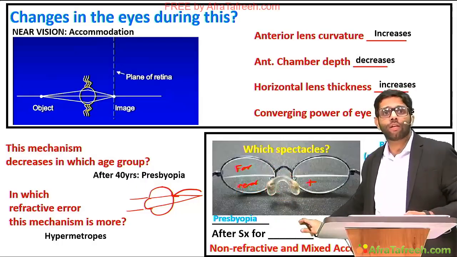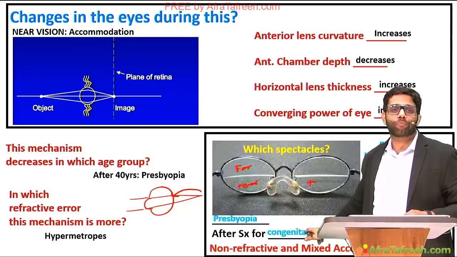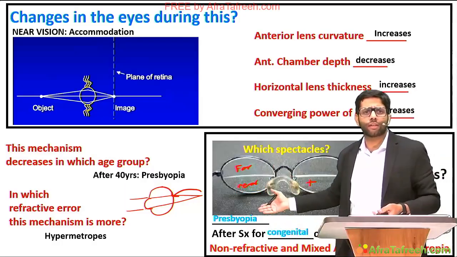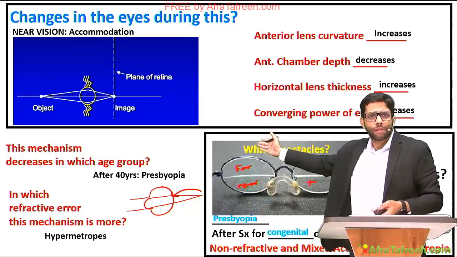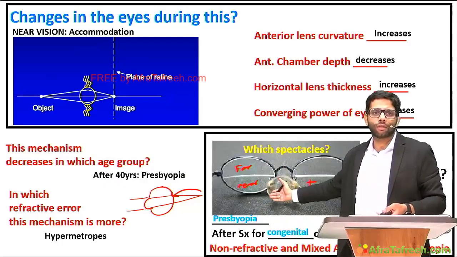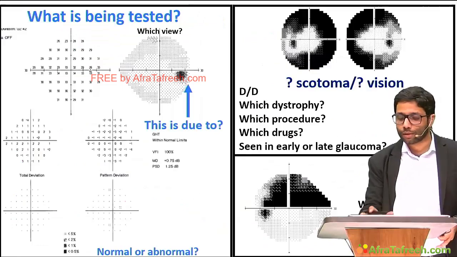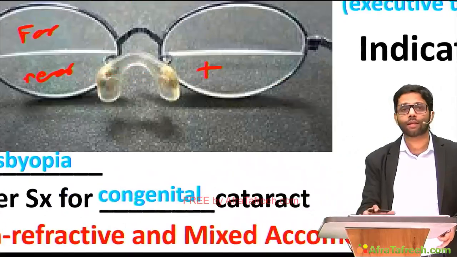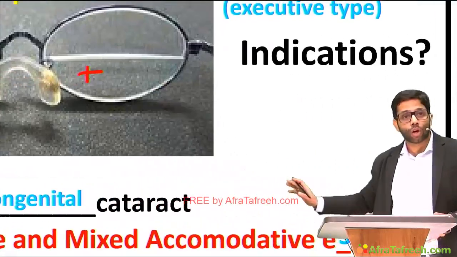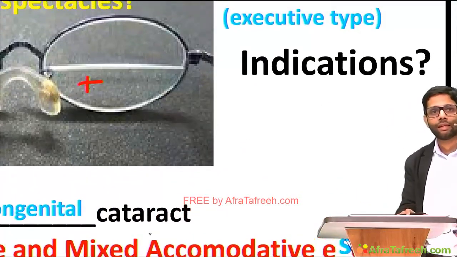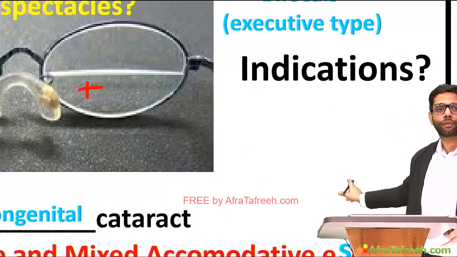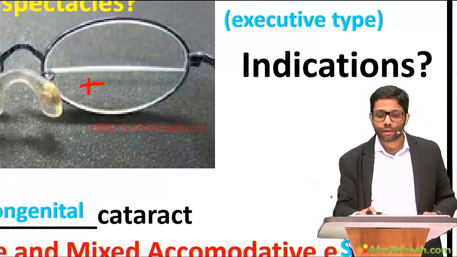It has to be given after the surgery of congenital cataract. Because accommodation is lost after cataract surgery, upper one may be 0 power, lower is always plus. And non-refractive mixed esotropia is the answer. The third one is non-refractive mixed. Non-refractive and mixed, what is this? Esotropia. I gave you, no?